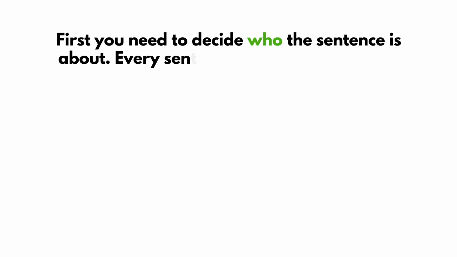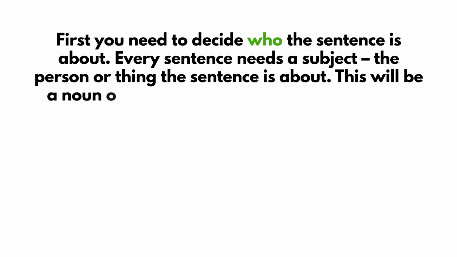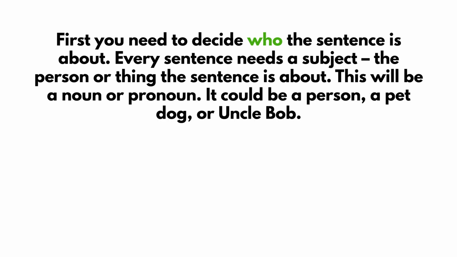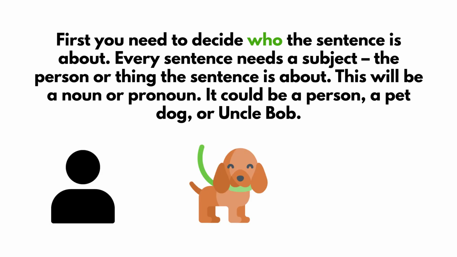Who? First, you need to decide who the sentence is about. Every sentence needs a subject, the person or thing the sentence is about. This will be a noun or pronoun. It could be a person, a pet, or Uncle Bob.